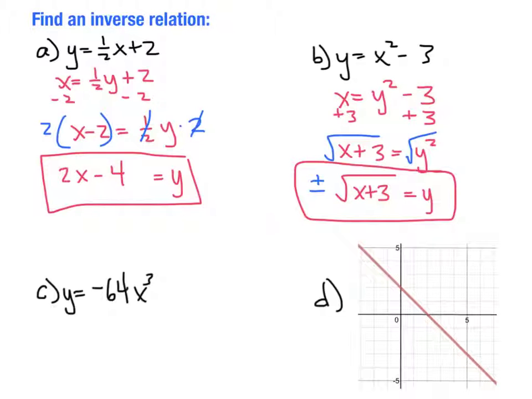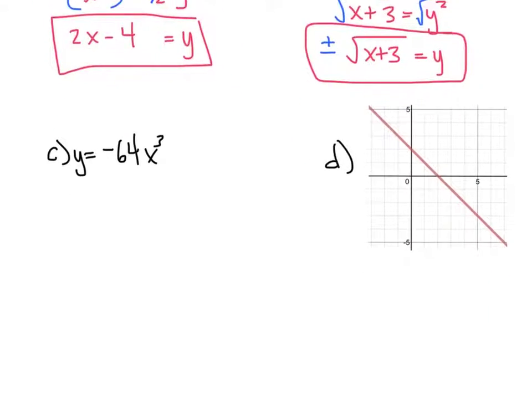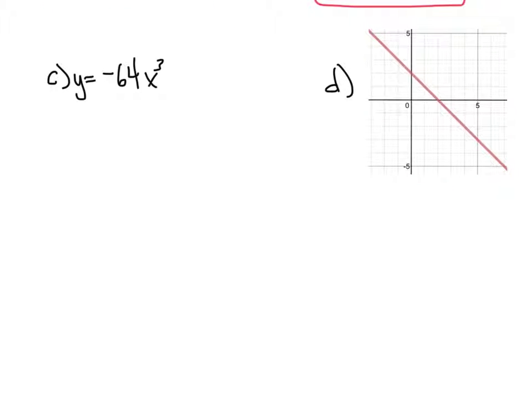Okay, for the next example, we have y is equal to negative 64 x cubed. So I'll swap my x and y. X equals negative 64 y cubed. So what do you think is going to be the first step of this problem? I can't cube root yet because I don't have that y. The y is the only thing being cubed, so I need to get that by itself first.